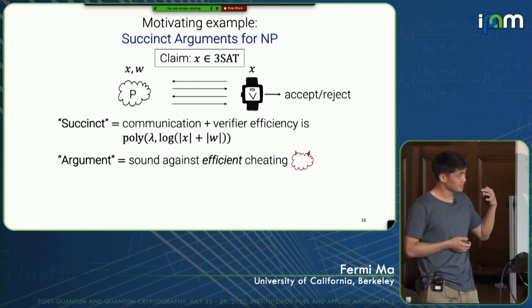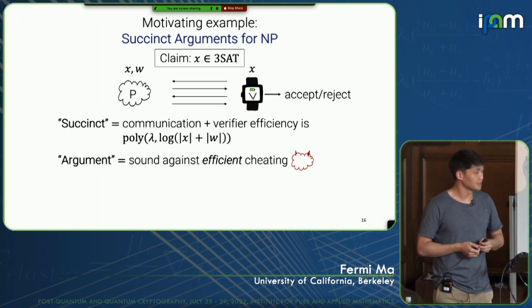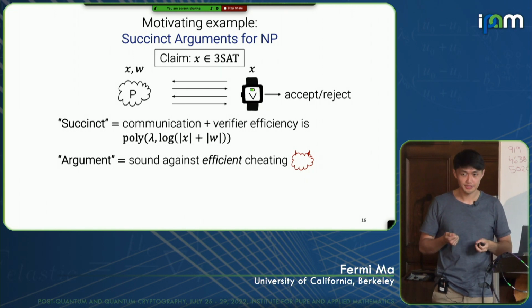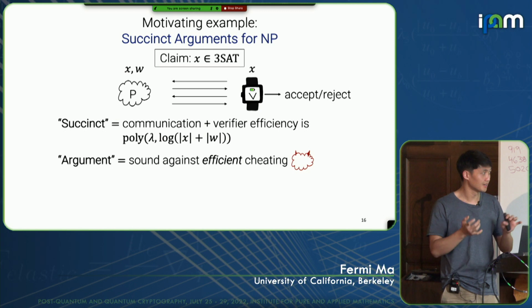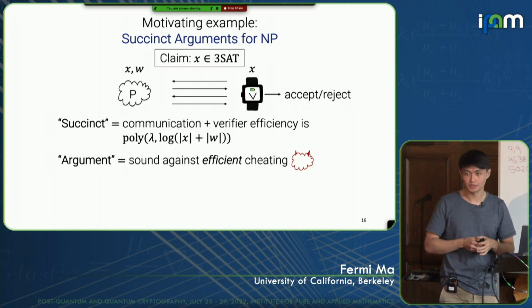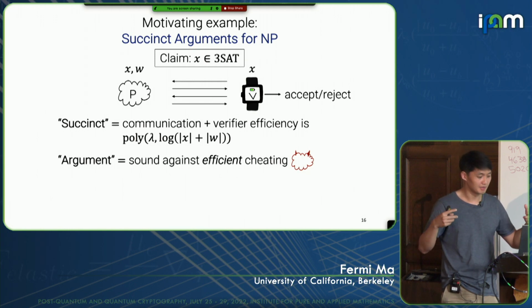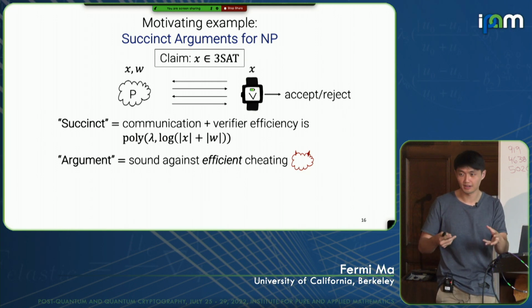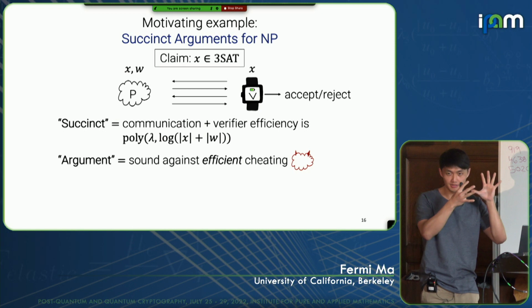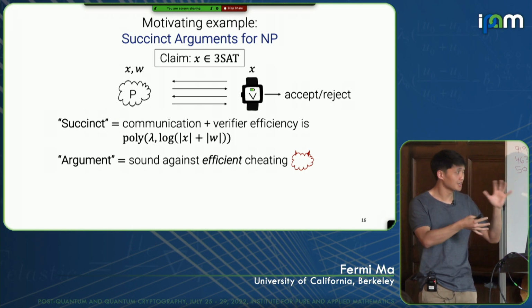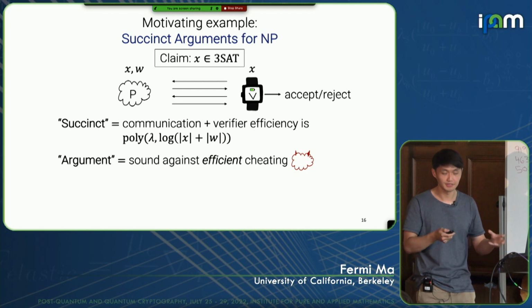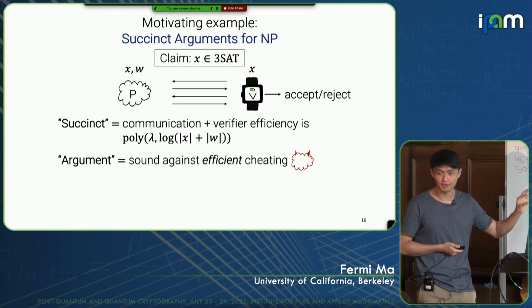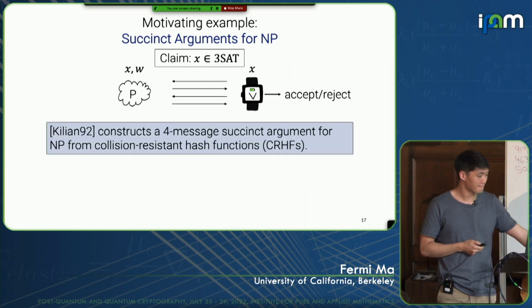It turns out to get succinctness, you need to relax your soundness property a little bit to mean an argument. So this just means that the soundness holds against only efficient cheating adversaries. So there are going to be information theoretic or exponential time malicious provers that could fool the verifier. But as long as the prover is constrained to be efficient, there is not going to be a way to cheat. And cheating here means convincing the verifier on a false instance.